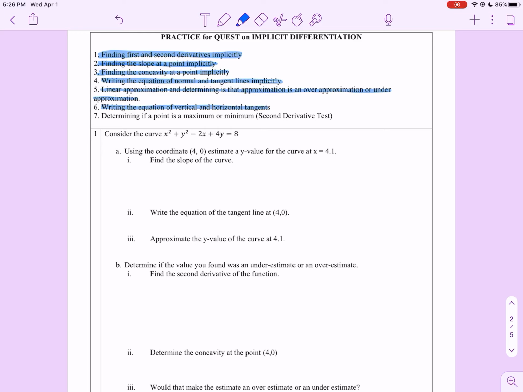In addition to that, we're going to also have to be able to determine if a point is a maximum or a minimum. That is our second derivative test, and that is what we covered last class. All of these topics in total will be covered on your quest next Wednesday or Tuesday. I will help you through one more example here.